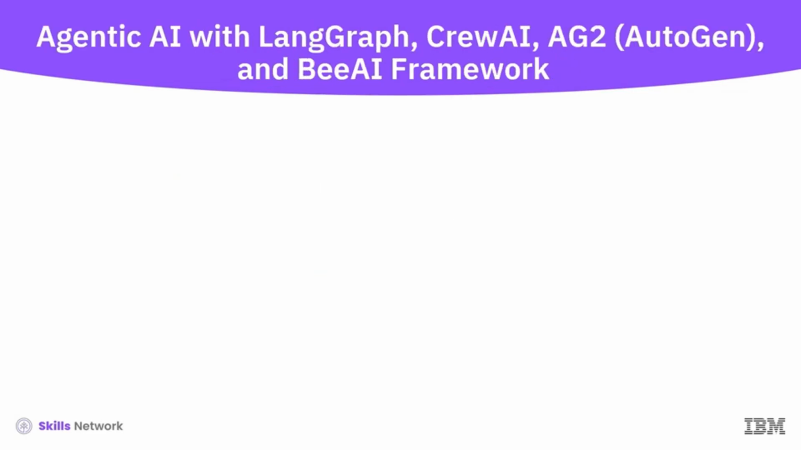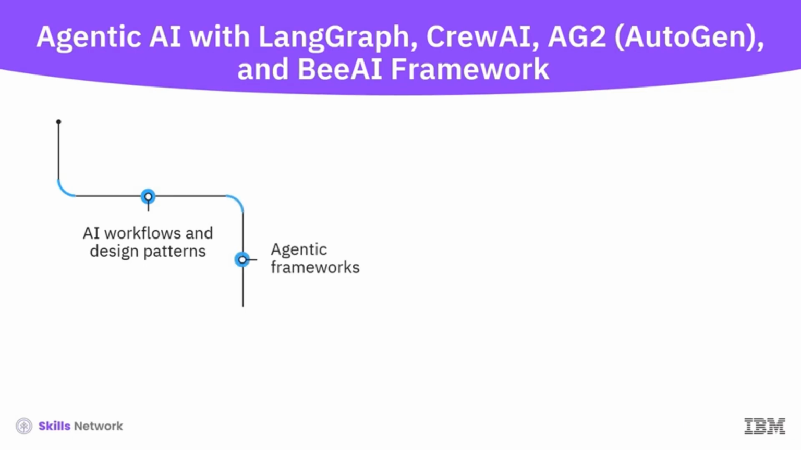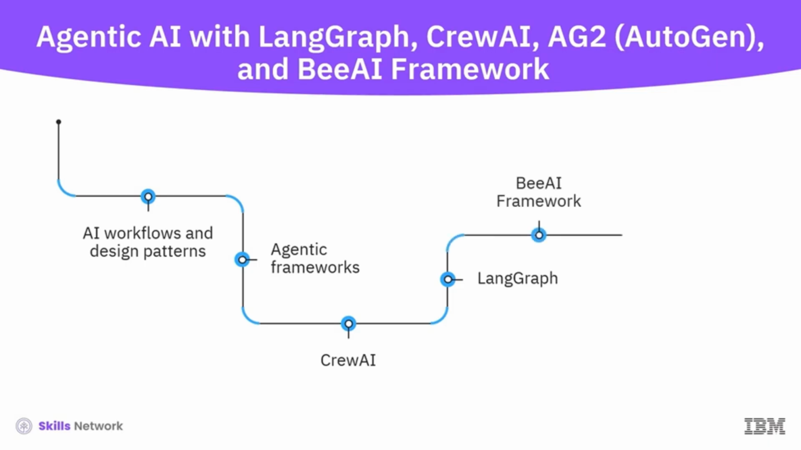The eighth and final course helps you design AI workflows using state-of-the-art design patterns and multi-agent orchestration frameworks. You will be introduced to agentic frameworks such as CrewAI and LangGraph. Finally, you will dive into alternative agentic frameworks, IBM's BeeAI framework, and AG2 to implement multi-agent collaboration and conversation-driven systems.